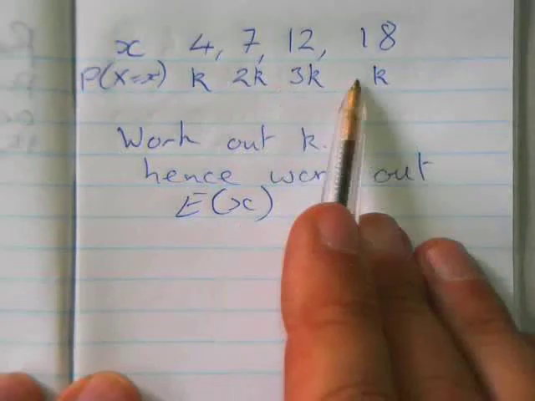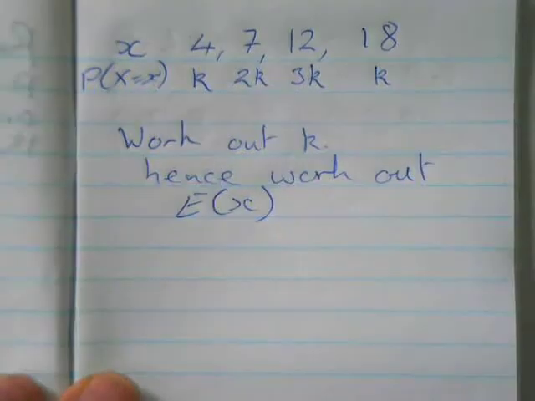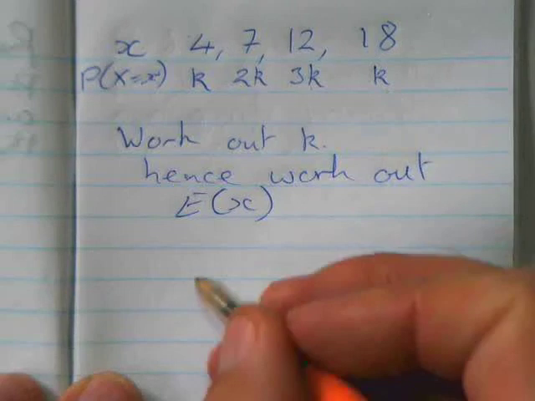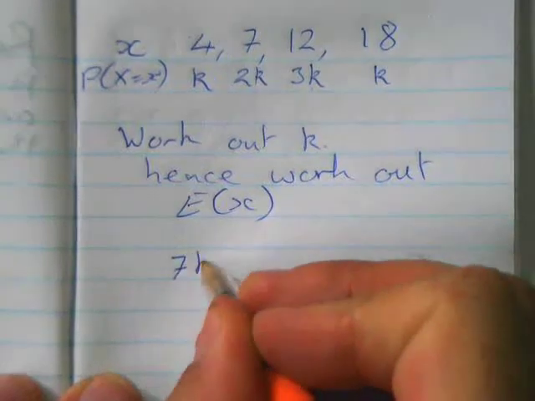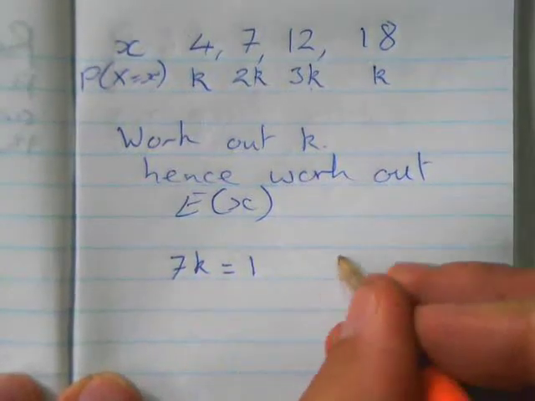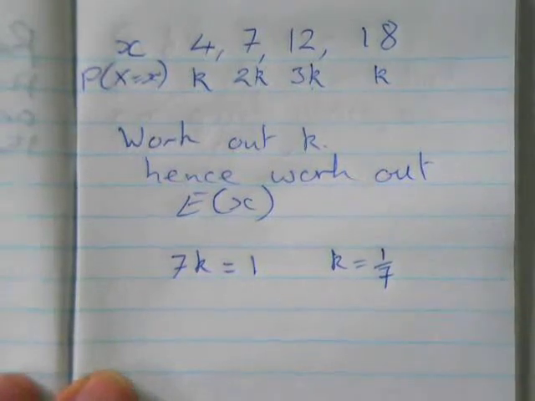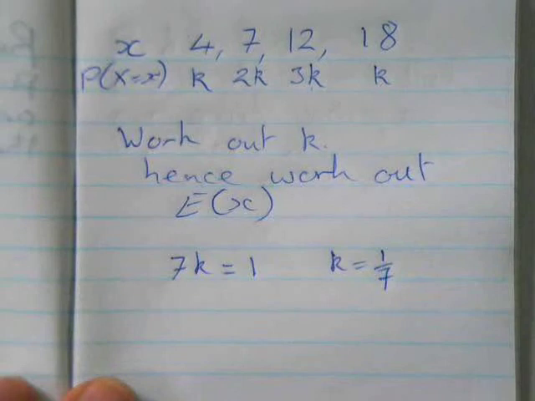All probabilities in a probability distribution add up to 1. Very good. So we've got 3, 4, 5, 6, 7 Ks. So we know that 7K equals 1. So therefore, K equals 1/7. Now, you can call that 0 point whatever it is if you like, but I think it's easy to call it 1/7. All right? So that's what K is.